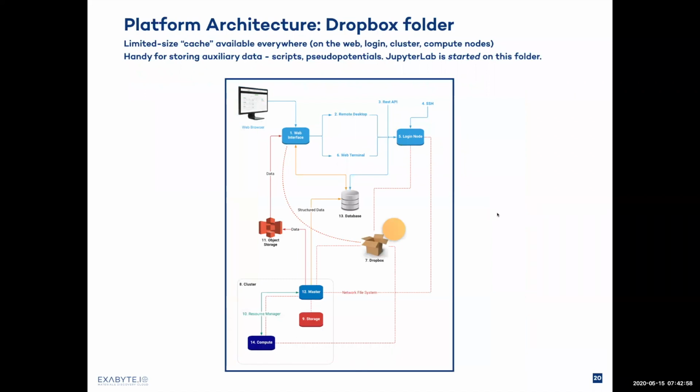So the Dropbox folder, as we call it, is very similar in concept to the Dropbox service, it has a hot cache, a small amount of data that is available everywhere on the platform. It is available on the web interface, on the computational master when the execution of the computations is performed. It's available on the compute nodes when a large-scale job is running, and it is available on the login node as well. So we can put data into it from anywhere, and we can access it during the calculation time.